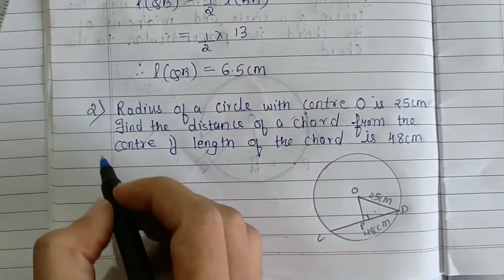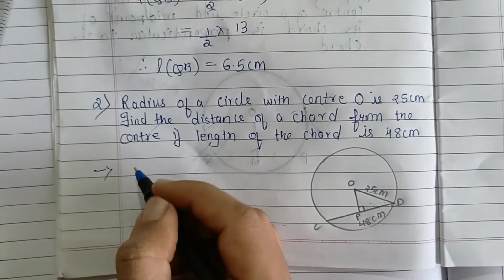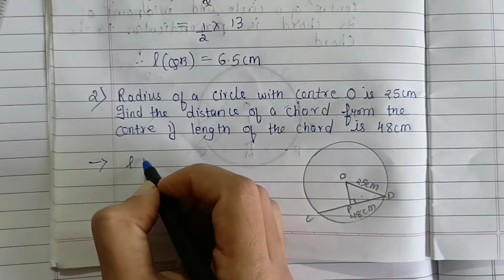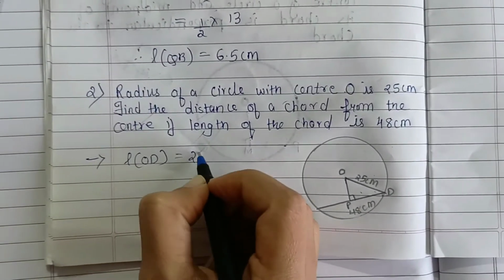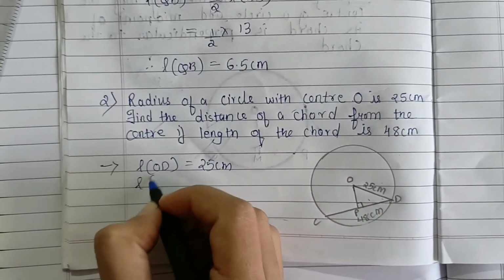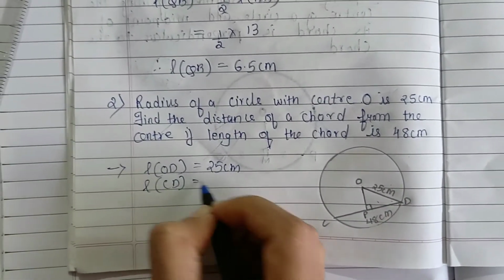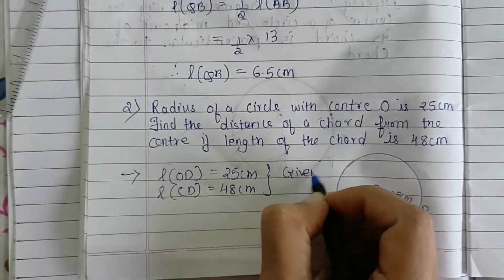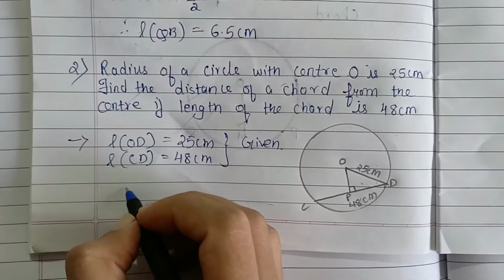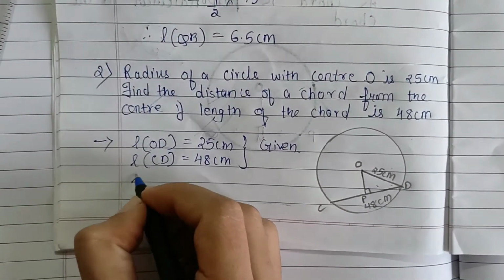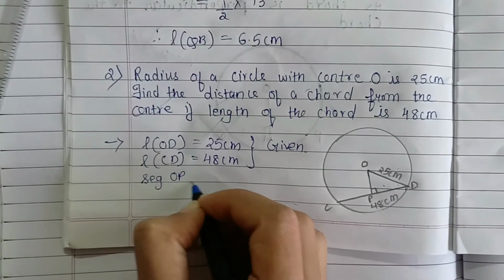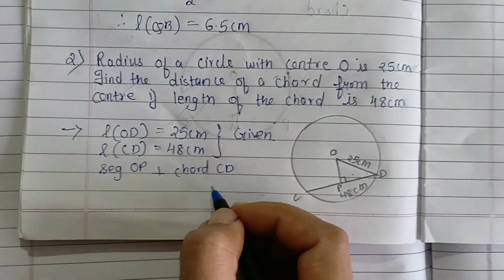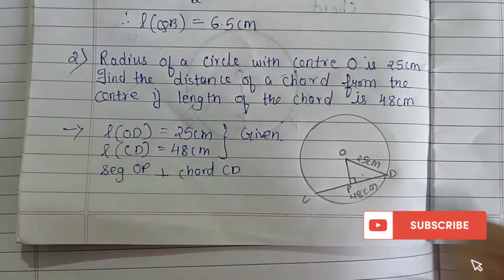So let us start. Now before we start, first we'll write down the given information, very important while writing the answer. So let us write down given information. OD is 25 centimeter. CD, that is chord, 48 centimeter. So both this information are given. With the help of this, now it is given that segment OP is perpendicular to chord CD. So if it is perpendicular, we can use the first property as we used in the previous one, question number 1.